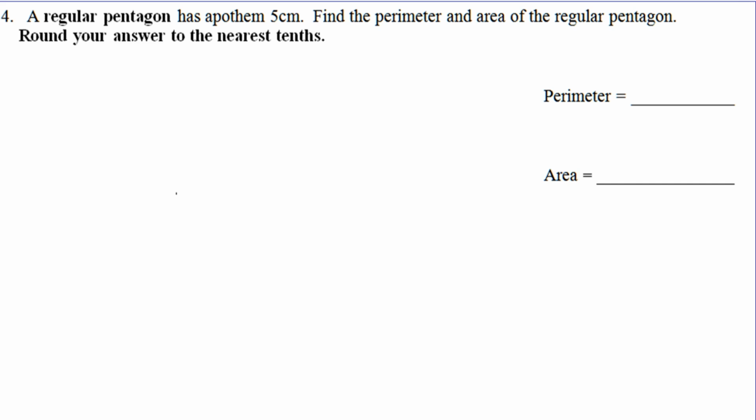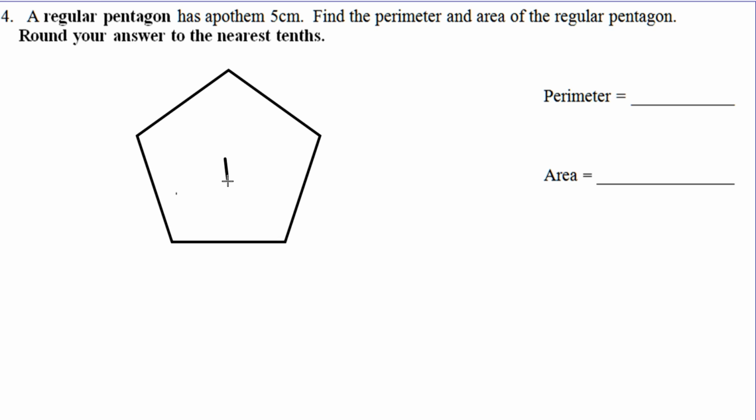Okay, problem number 4. The area of a regular pentagon has an apothem of 5. Find the perimeter and the area. In this case, they're asking us to round our answer to the nearest tenth, so no radicals or anything funny in the problem. My big suggestion, and it's been my big suggestion all year, is anytime the problem does not provide you a picture, you should draw one yourself. So I'm going to draw a regular pentagon, and they said the apothem is equal to 5. So from the center to the middle of a side, there's my 5.